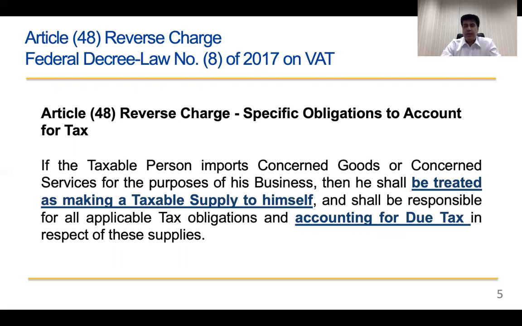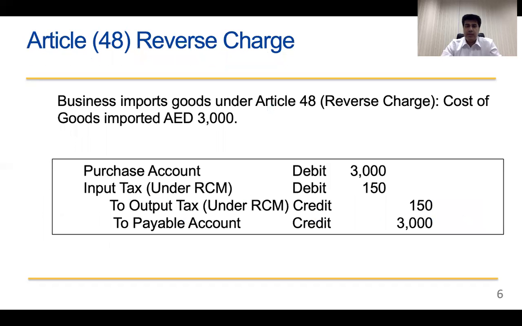That's the first point. And second, it is forcing a person who is importing to treat it as a supply to himself. What does it stand for? Let's try to unwind the basis of the accounting entries. In a reverse charge transaction, what people finally say is just debit input tax and credit output tax. That's how your RCM entry comes. But how? That's the thing I'm going to talk about.